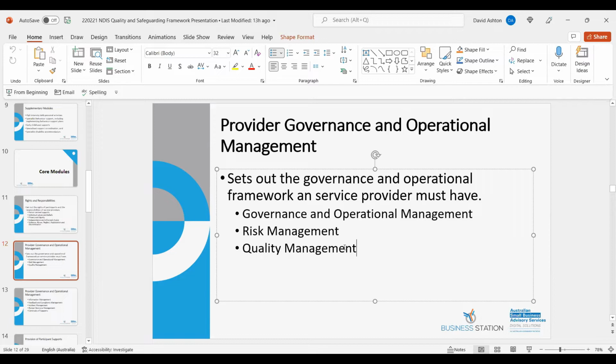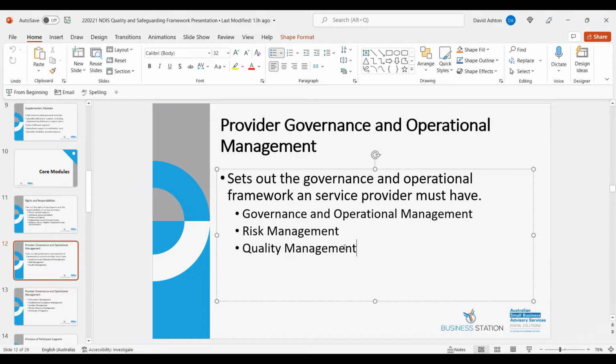So you need to establish a range of policies and procedures around governance and operational control. So each participant's support is overseen by robust governance and operational management. So this is basically ISO 9001 quality management, the processes that you go through to deliver a quality service to your client and comply with the requirements of the NDIS framework. So you need to provide opportunities for them to contribute to the governance, or contribute to how you're going to provide that service with them.